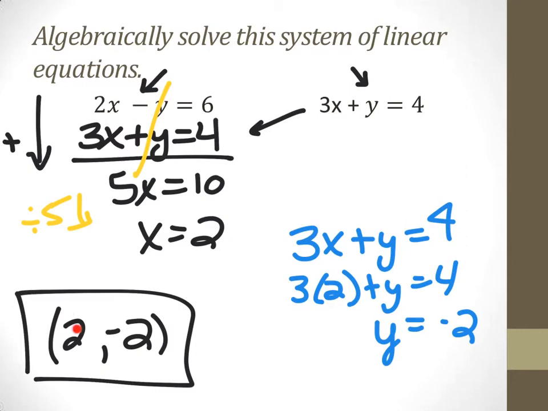Now we could go ahead and put this 2 in here as well. 2 times 2 is 4. Subtract 4 from the other side, you get negative y equals 2. Divide both sides by negative 1, and you get y is negative 2, the exact same answer. And so this is the solution to this system. So this point lies on both of those lines.